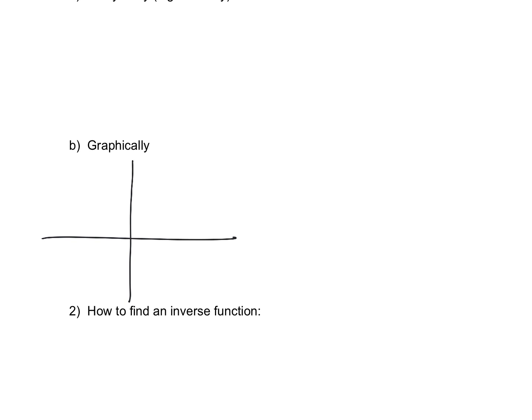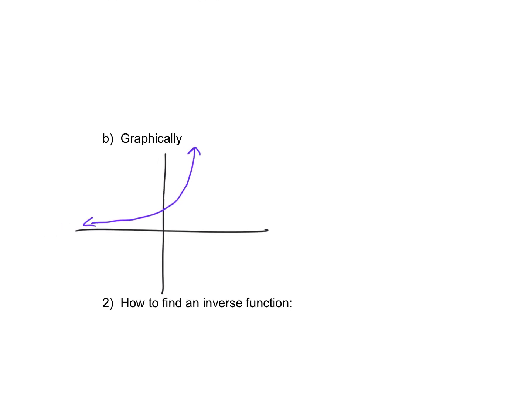Graphically, if you had a function that looked like this, the inverse of that was always the function that was symmetric to it over the line y equals x. So this would be like e to the x, and this would be like ln of x. And those are inverses of each other. In pre-calc, we did this towards the end of the functions unit.